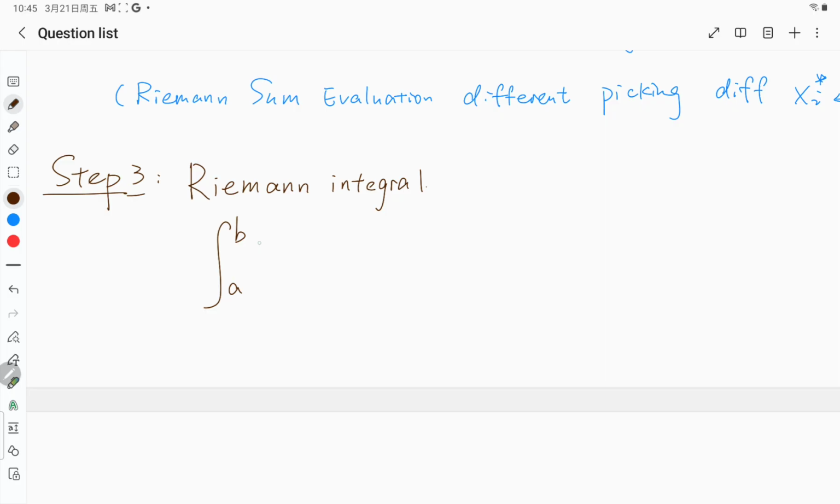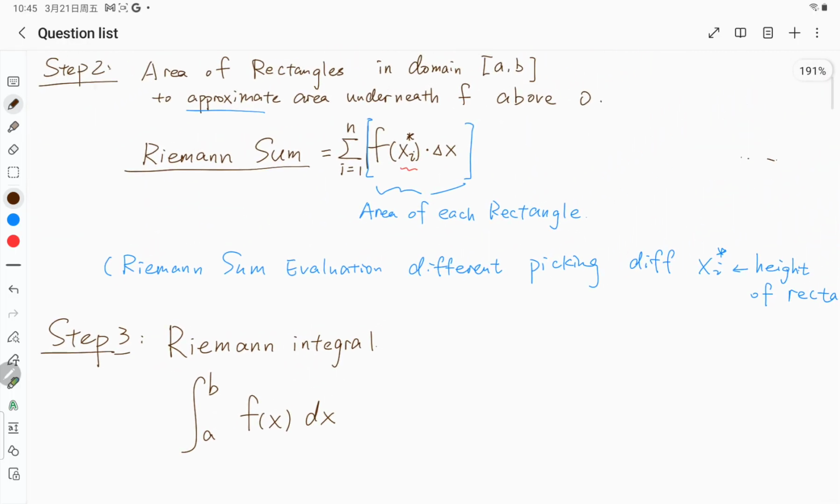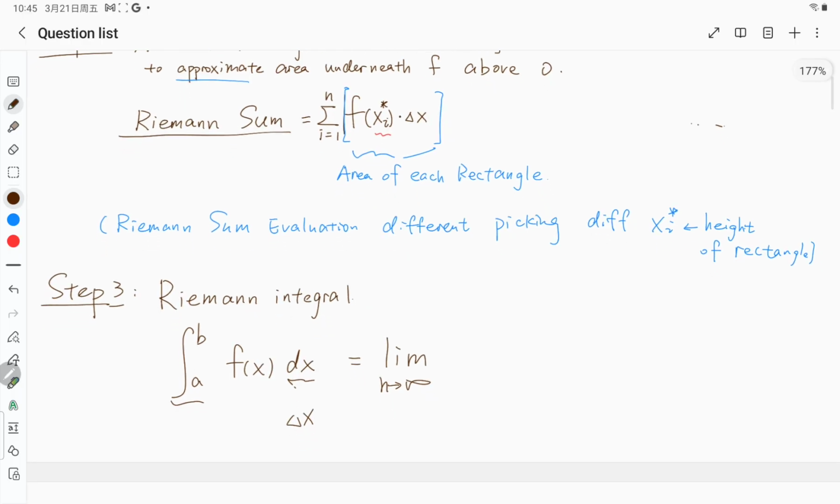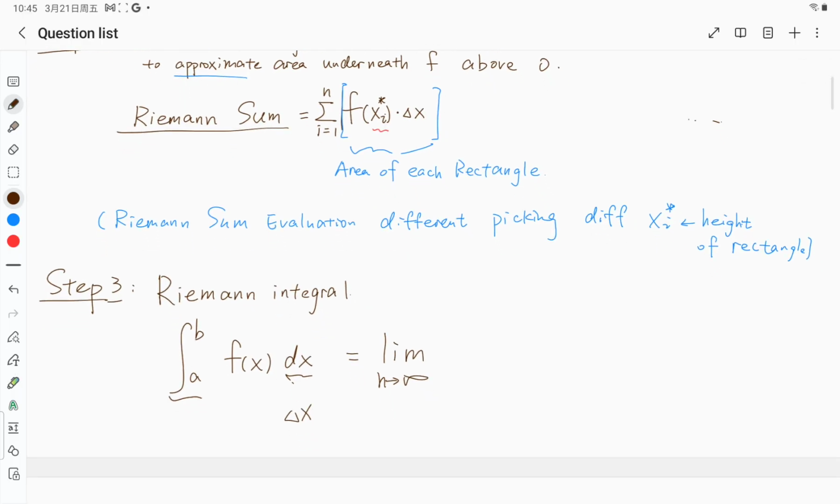The integral from a to b of f(x) dx. This is a new symbol that we never talked about yet, but when you compare these two formulas, you should think of this dx as another way of thinking of delta x when delta x is very, very small, because we take the limit as n goes to infinity over all partitions, okay, of all partitions.